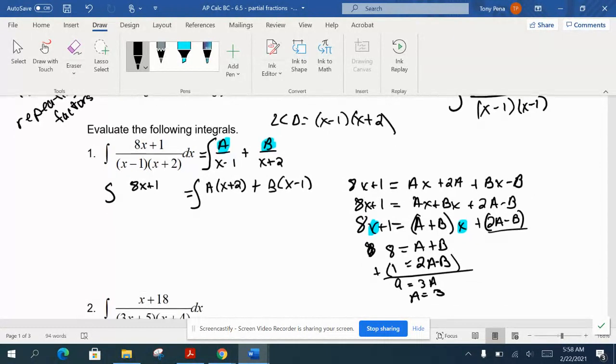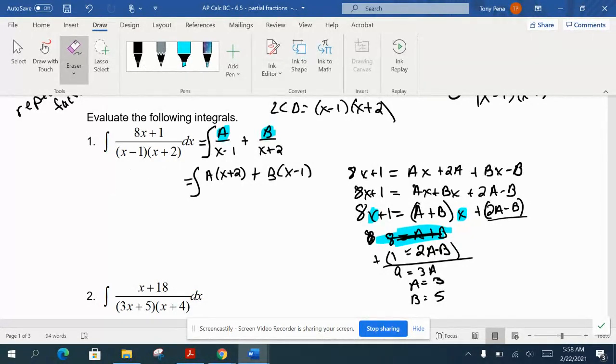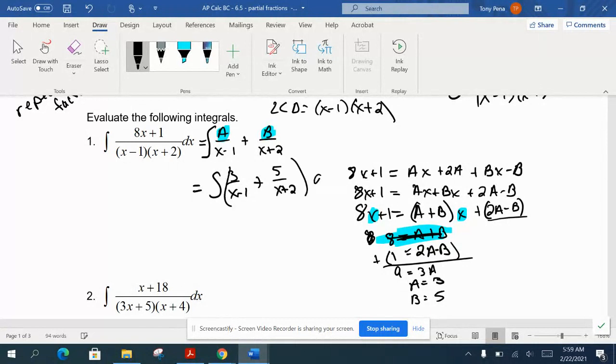From there, what we then know, if I use this equation right here, is that a plus b needed to equal 8. So then pretty quickly we know that our b has to equal 5. So what that now allows us to do, again, let me just come on over here, is that we can now say that a was 3 over x minus 1, and then b, which was 5 over x plus 2. Those we can now handle.